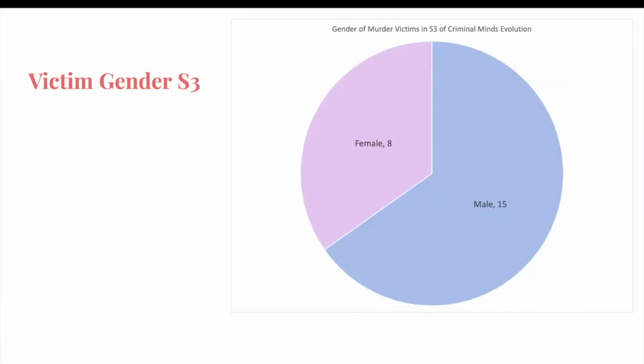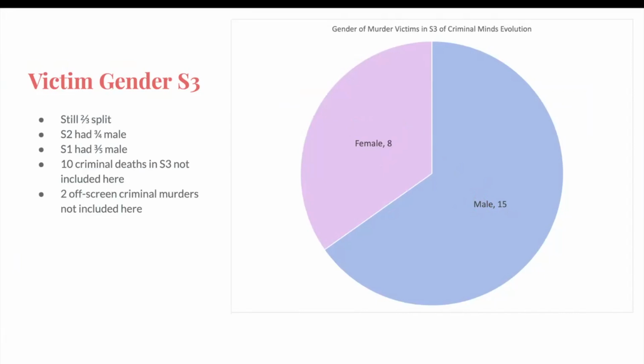Now I want to move on to the victims of these crimes, starting with the victim gender. So there were 15 men and 8 women murdered in season 3, and this is a 2/3 split. To compare, season 2 had 3/4 were men, and season 1 had 3/5 were men. There are 10 criminal deaths in season 3 that are not included here because they were killed by the FBI. And there are also 2 off-screen criminal murders that I already talked about who are also not included here. All of these criminal deaths are men except for 1, I believe.